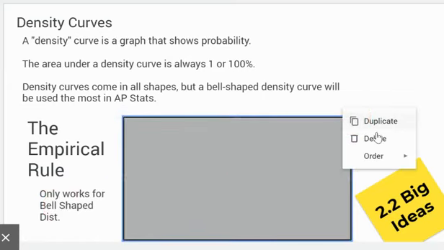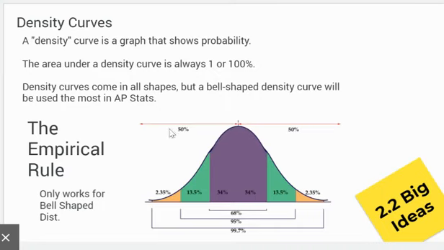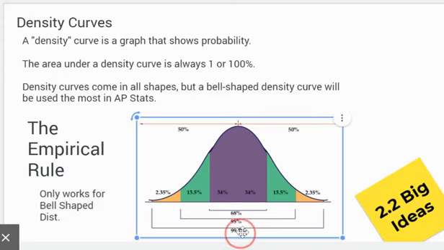And then I'm just going to reveal this picture. And this gives you all the information you need to know about the empirical rule. The empirical rule is also called the 68, 95, 99.7 rule. So we can see down here that 68% of the data is within one standard deviation of the mean, above or below. 95% of our data is within 2 standard deviations above or below the mean. And then 99.7% of our data is within 3 standard deviations above or below the mean.